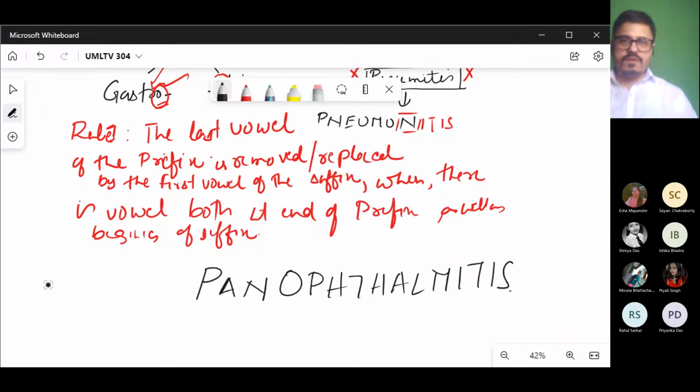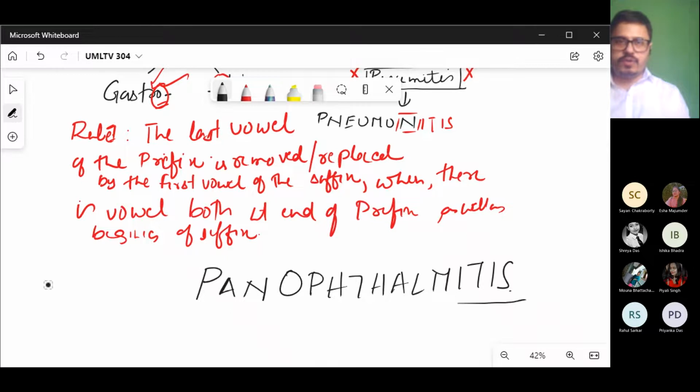Phenophthalmitis. Okay, this would be panophthalmitis. The correct pronunciation will be panophthalmitis. Now, can anybody guess the meaning of this term, panophthalmitis? Sir, itis is inflammation. Correct. I think it's something related to the eye, inflammation of the eye. Correct. But I have used another part in this term.